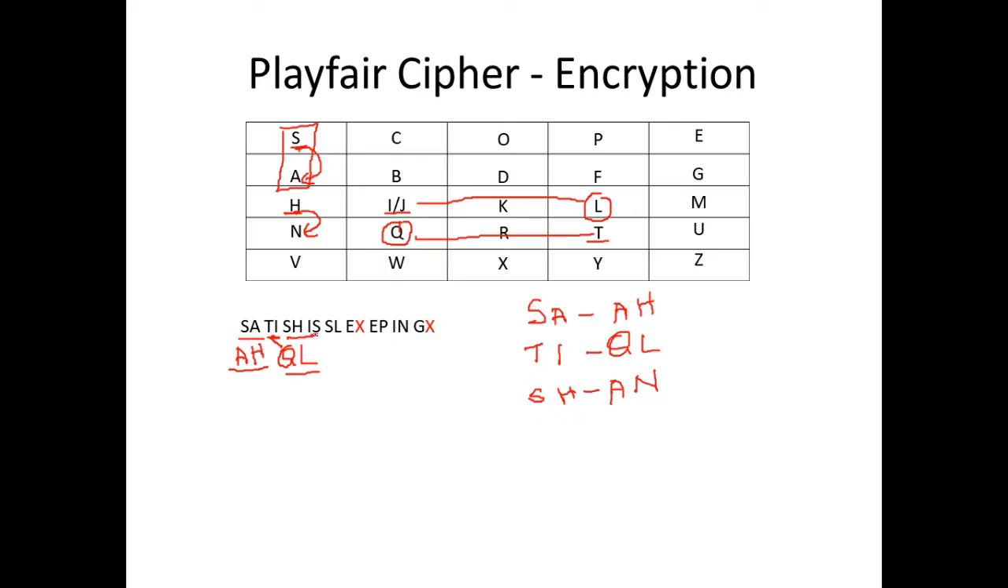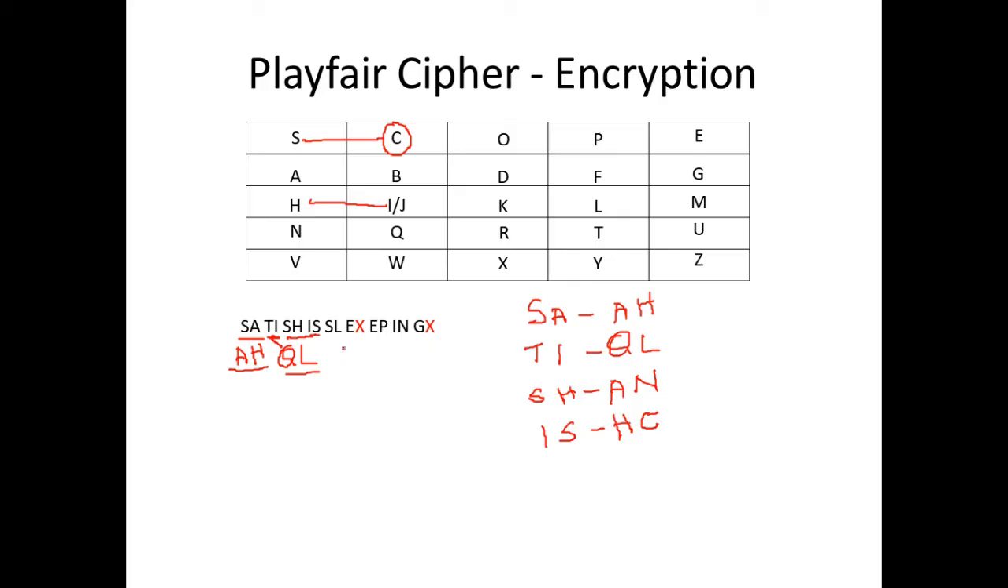The next digraph is IS. So where are I and S? Here is I, and where is S? They are in different rows and different columns. So we start with I and traverse to see where we intersect with S. That is H, so we take it as H. And likewise for S, where it intersects with I, you traverse, and this place is C, so we take it as C. So IS is encoded as HC.